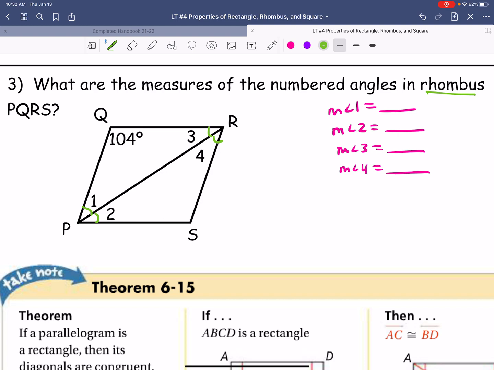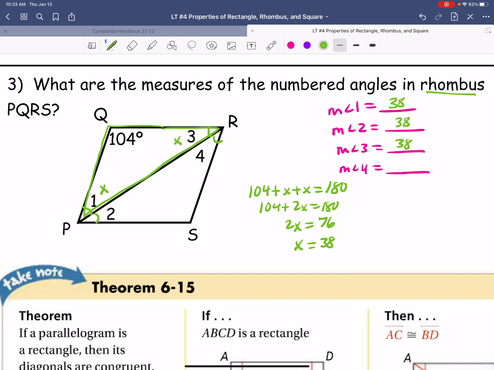And so if Q is 104, and I let 1 be x as well as 3, I know that 104 plus x will equal 180, because that is a triangle, and triangles add up to be 180. So I'm going to solve this. And I get 38. So that tells me that all of these angles are 38 degrees because it's a rhombus.